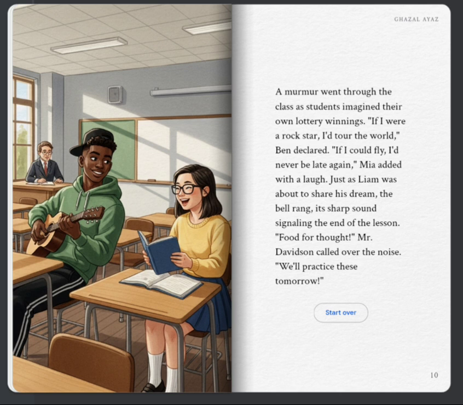A murmur went through the class as students imagined their own lottery winnings. "If I were a rock star, I'd tour the world," Ben declared. "If I could fly, I'd never be late again," Mia added with a laugh. Just as Liam was about to share his dream, the bell rang, its sharp sound signaling the end of the lesson. "Food for thought," Mr. Davidson called over the noise. "We'll practice these tomorrow."